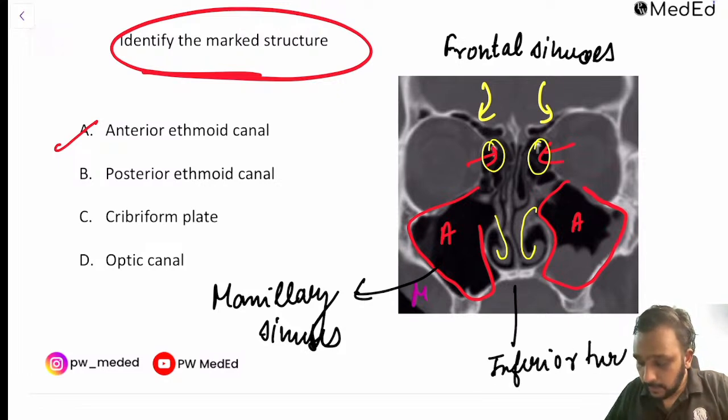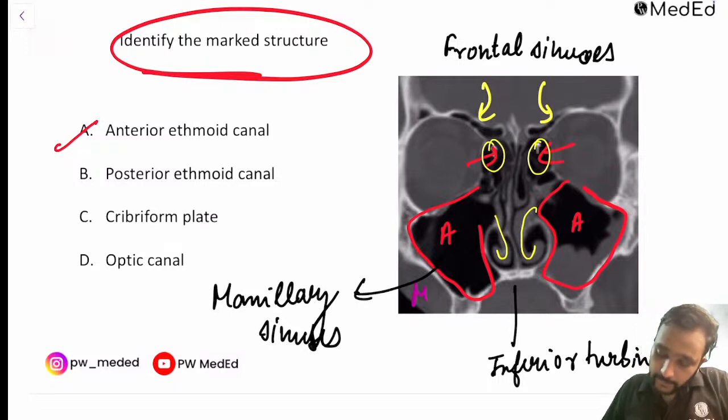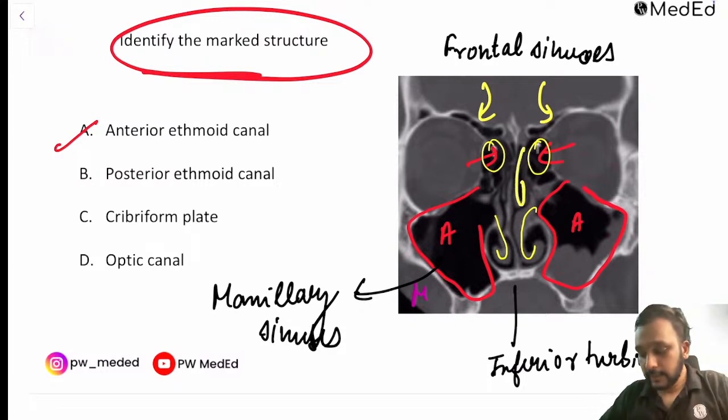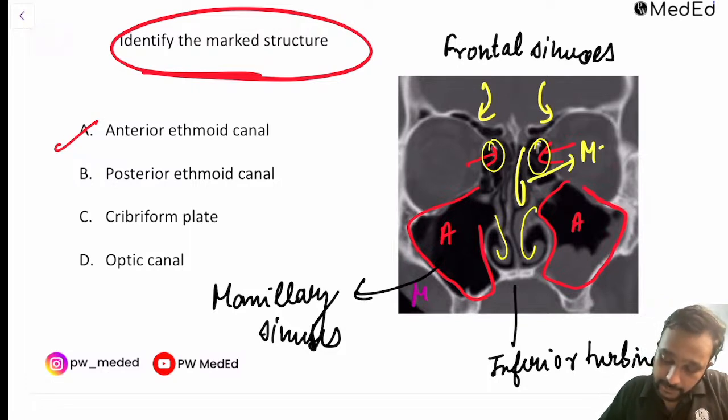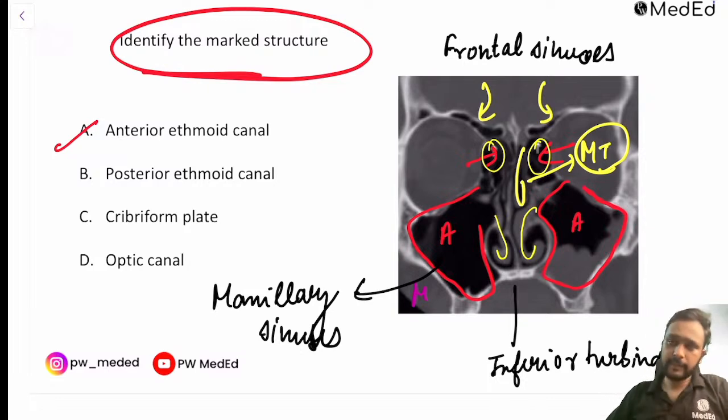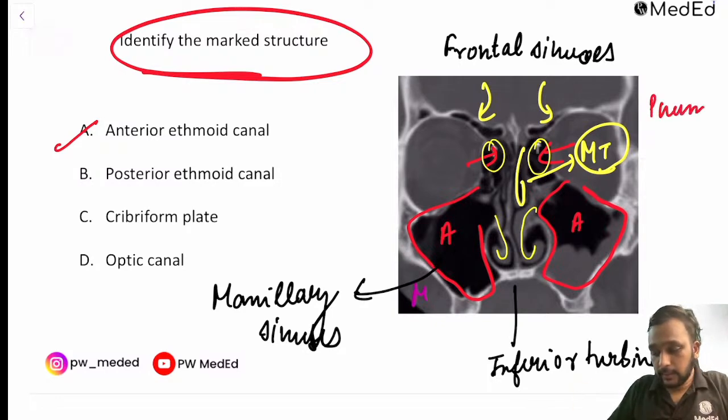Inferior turbinate, right? And another structure that you can see here, that is coming from the roof of the nasal cavity, this is your middle turbinate. And here in this image, we can also see that there is pneumatization of the middle turbinate, right?